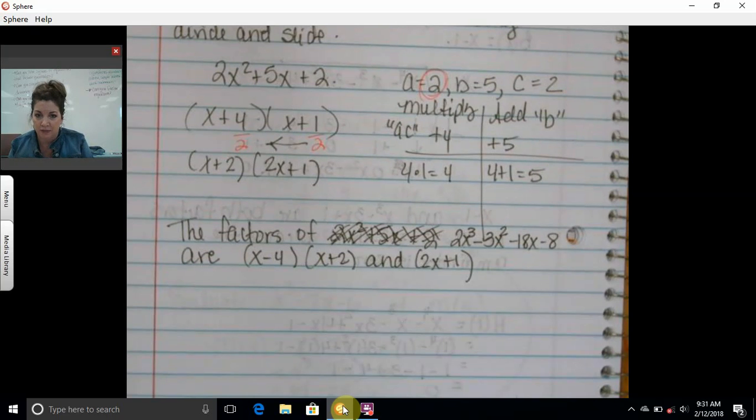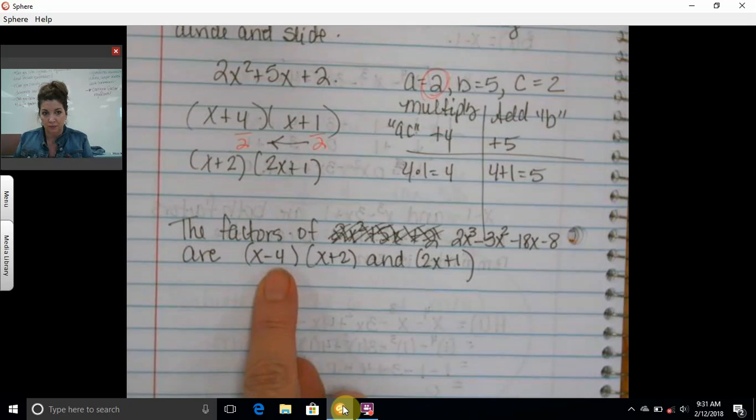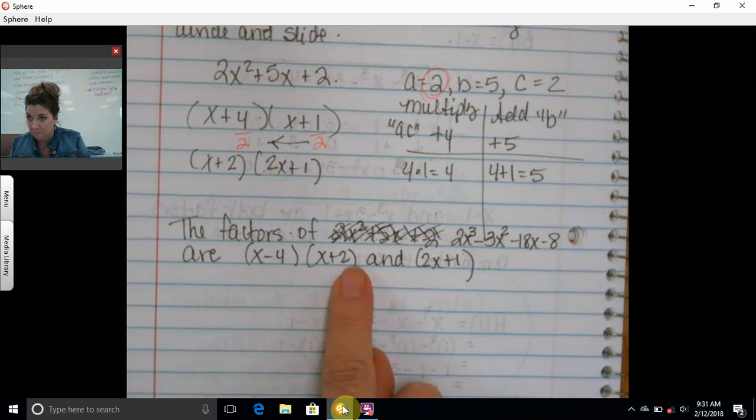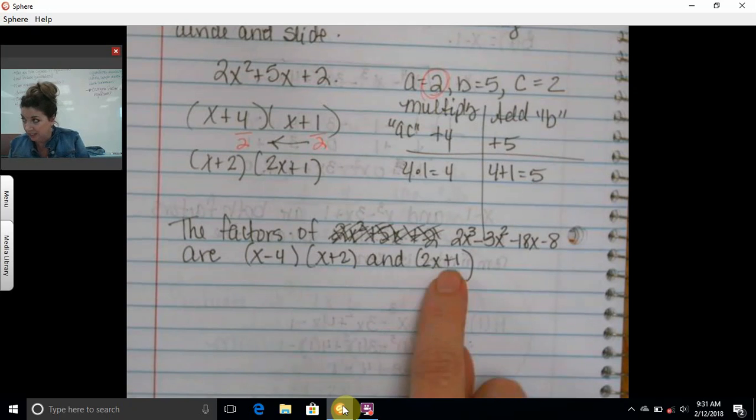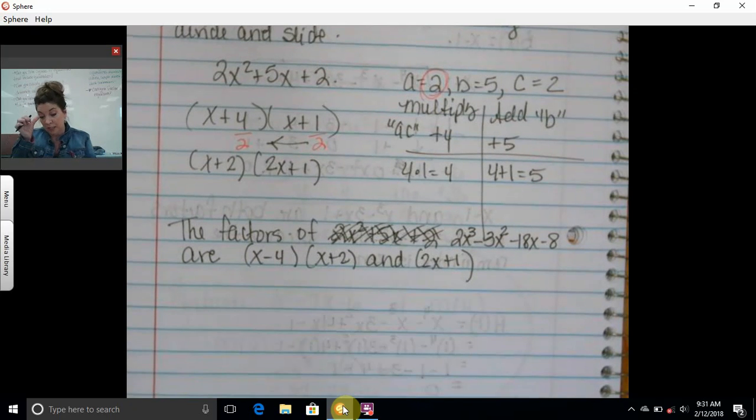And how many solutions would you have? 3. 3 degrees, 3 solutions, right? What solution will we get from x minus 4? If I set that equal to 0, well, 4, and negative 2, and negative 1/2, right? So that's where it will cross the x-axis.